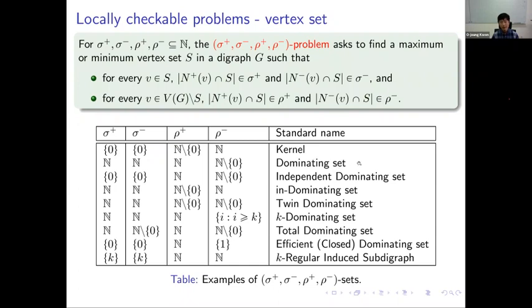So the usual dominating set problem, of course, can be represented, but also kernel and independent dominating set problems can be represented. So a kernel is, as I said, basically an independent set, so sigma plus and sigma minus are described as zero. But we want to cover all the vertices by in-neighbors. So the vertex outside S has to have one out-neighbor in the set, right? So the rho plus excludes the zero. But for independent dominating set, we exclude the zero from the rho minus. And it captures several variants of the dominating set problem, which were previously discussed in separate papers by different sets of authors. And we figured out that all these kinds of problems can be captured in this framework.